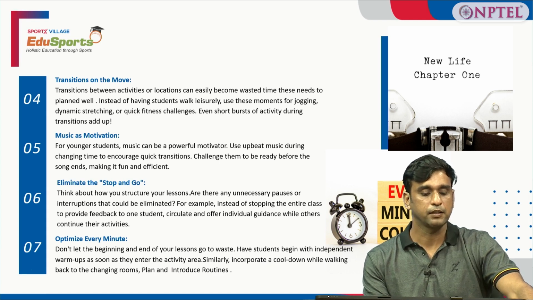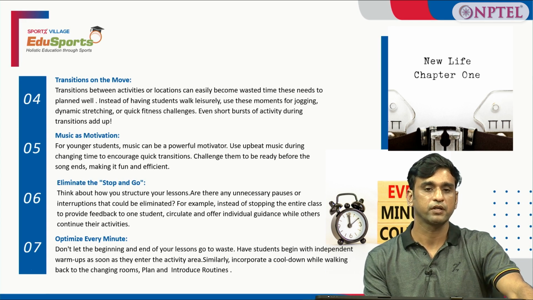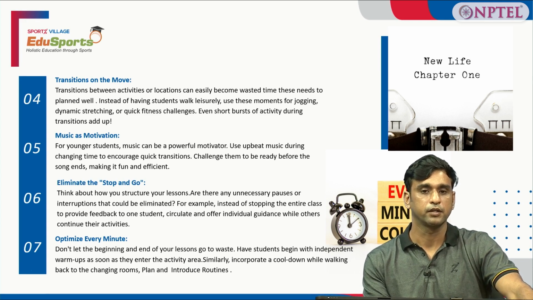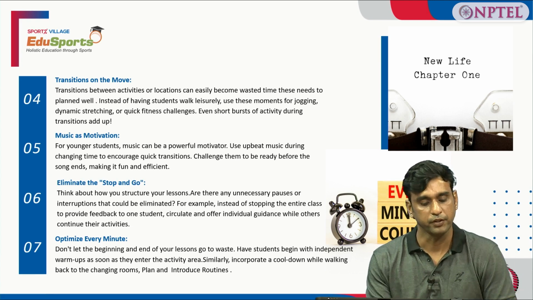The sixth point is eliminating the stop and go. Too much interruption kills the fun, right? You may have designed the activity very well. It is aligned to all your national standards. It has fun. But when you go out and execute, you are stopping the activity too many times, which kills the fun. So if you want to give any skill correction, instead of stopping the entire class, you can just point out or go near the student and give a very individualized correction rather than stopping the entire class.